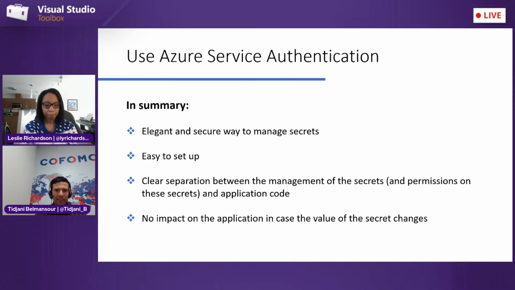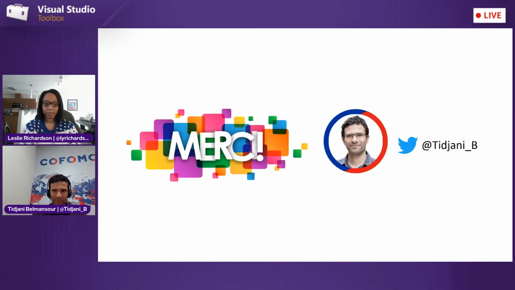Okay, and the beauty is that it has no impact on the application if something changes. So if we change the permissions or we change the value of the secrets, the application code doesn't have to change. Yep, that's great. Having that space between your application code and the actual secret stuff. Exactly. It's a separation of concerns.